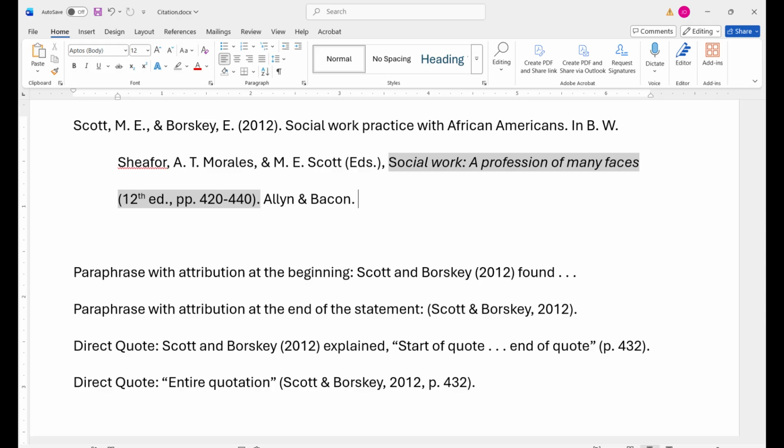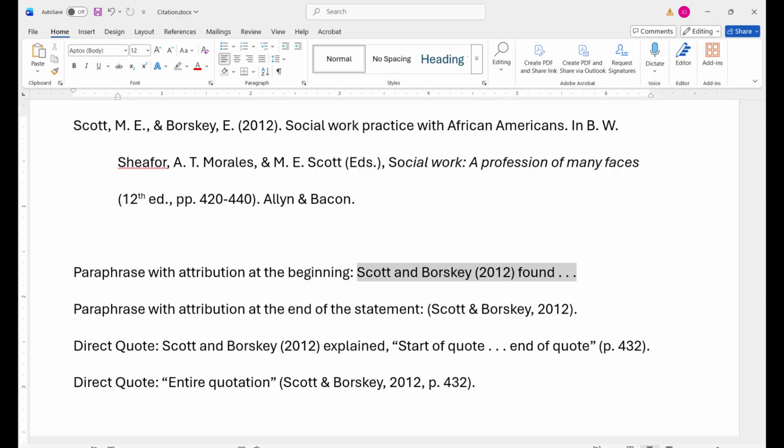If it is an edition other than the first edition, then put the edition number followed by ST, ND, or TH, space, then lowercase ed period for edition, comma, space, then the page numbers of the chapter, which in this case would be pp. period, space, then the chapter's beginning page number, hyphen, then the chapter's ending page number. And in this case, it is 420-440, closing parenthesis, and a period and a space. This is followed by the publisher's name and then a period.